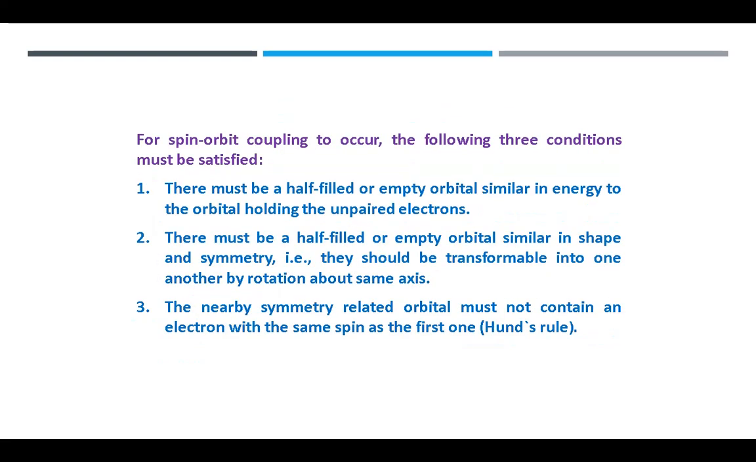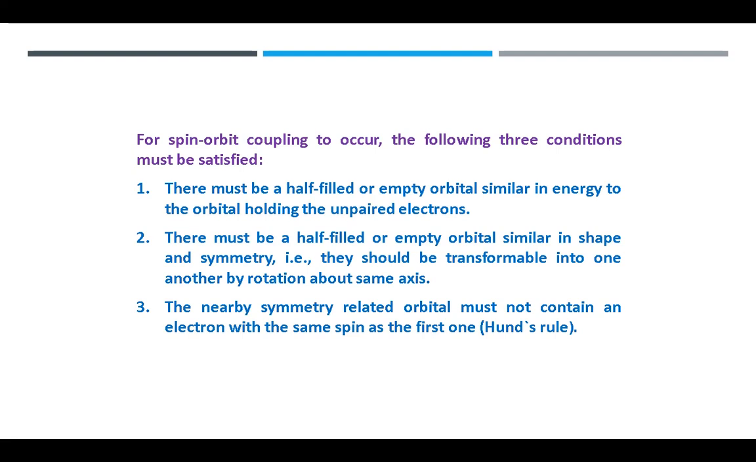For spin-orbit coupling to occur, the following 3 conditions must be satisfied. Number 1, there must be a half-filled or empty orbital, similar in energy to the orbital holding the unpaired electron. Number 2, there must be a half-filled or empty orbital, similar in shape and symmetry, that is, they should be transformable into one another by rotation about the same axis.